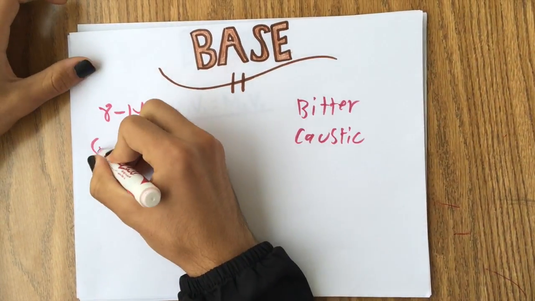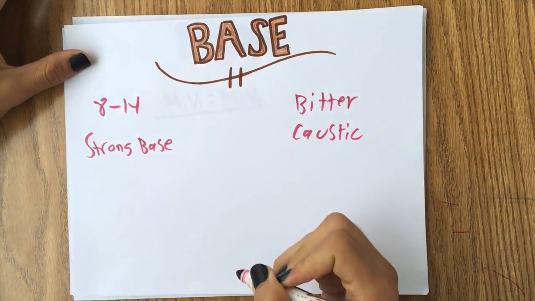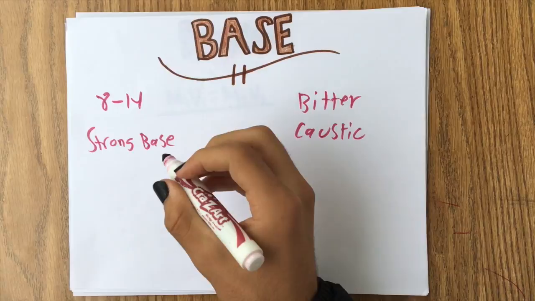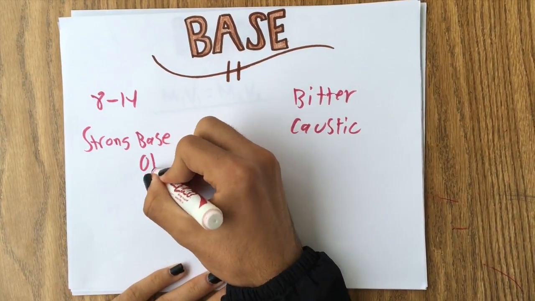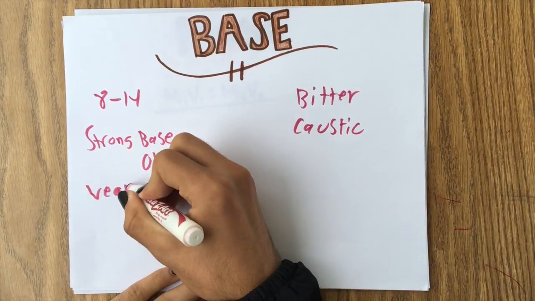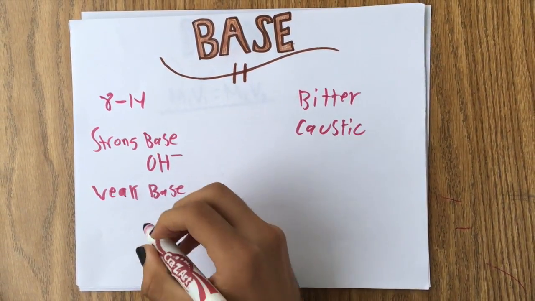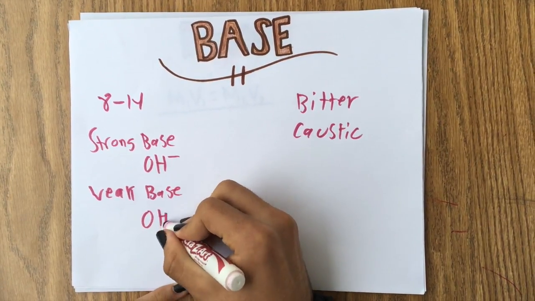Now, a strong base is a base that dissociates completely and releases a lot of hydroxide ions, while a weak base dissociates slowly and only releases a few hydroxide ions.